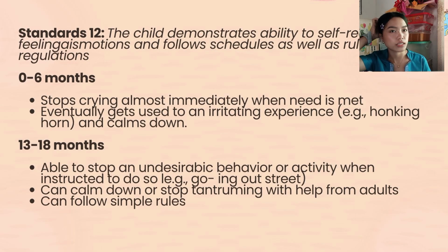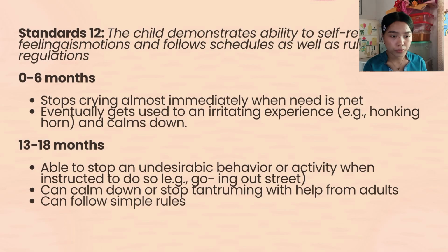And then from 13 to 18 months, so basically this is 13 months to 1 year and 6 months old. So, able to stop an undesirable behavior or activity when instructed to do so. So, can calm down or stop tantruming with help from adults, can follow simple rules.